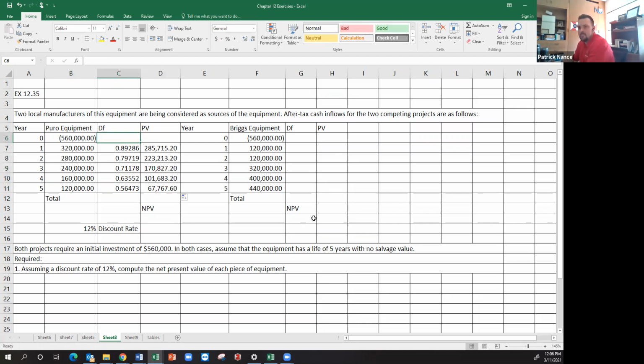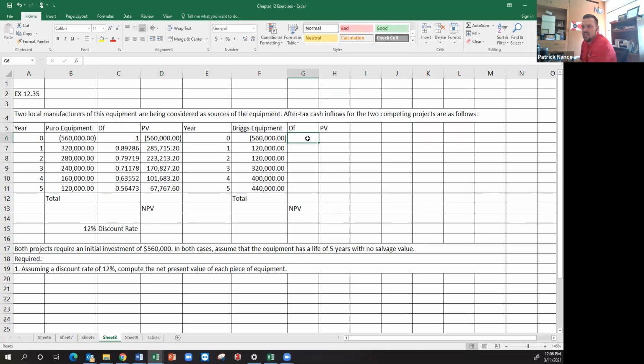So the discount factor for year 0 is always 1.0 because it is not in the future at all. It is current. That happens up front in the project. That is present day. So the discount factor for that is always going to be 1.